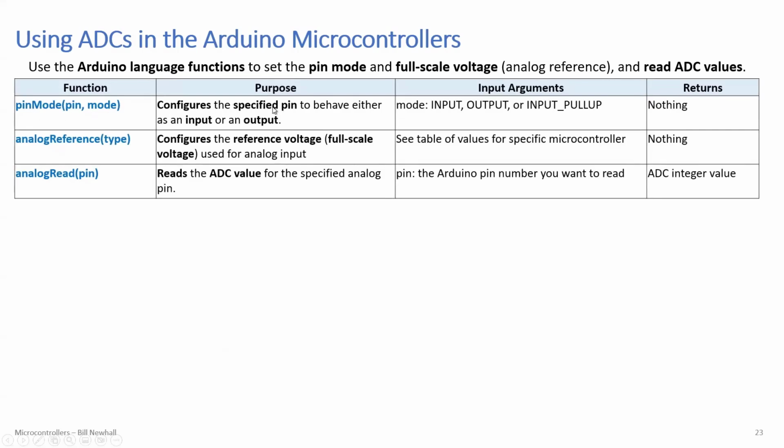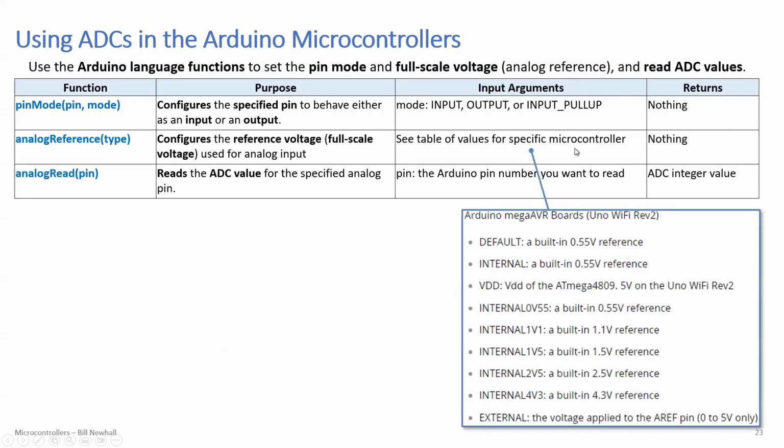Okay, so pinMode configures the pin to be an input or an output. analogReference selects the reference voltage, the full-scale voltage for the analog input. And analogRead actually performs the conversion. It reads the ADC value for a specified analog pin.